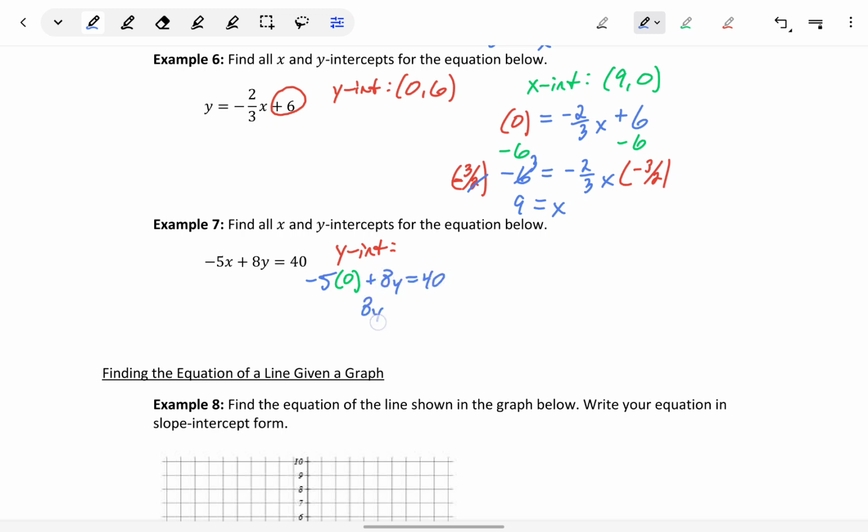That would leave us with 8y is equal to 40. And then if we divide both sides by 8, we would get y is equal to 5. So our y-intercept in this case would be the point (0, 5). And then to find our x-intercept, we would take a similar approach, except now we'll substitute in 0 for y, because we want to substitute in for the other variable.